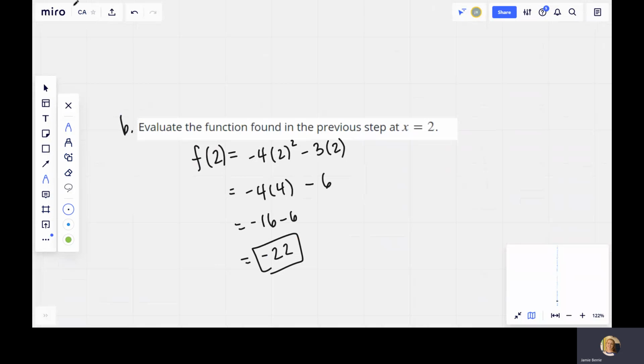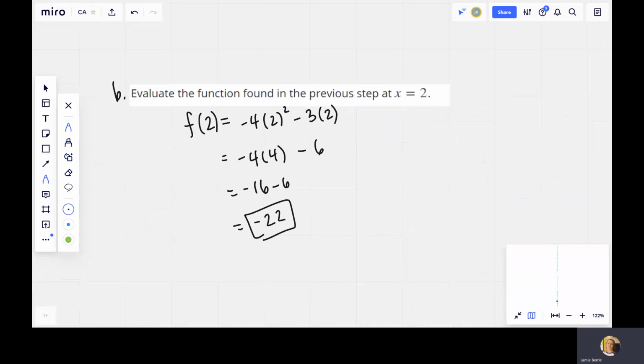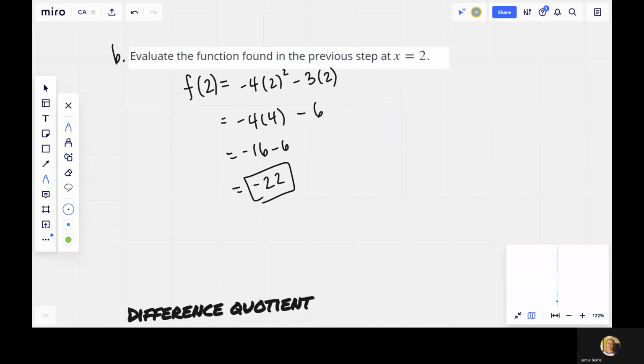So evaluating the function just means plug in this number into your function. Evaluate just means plug in. All right.